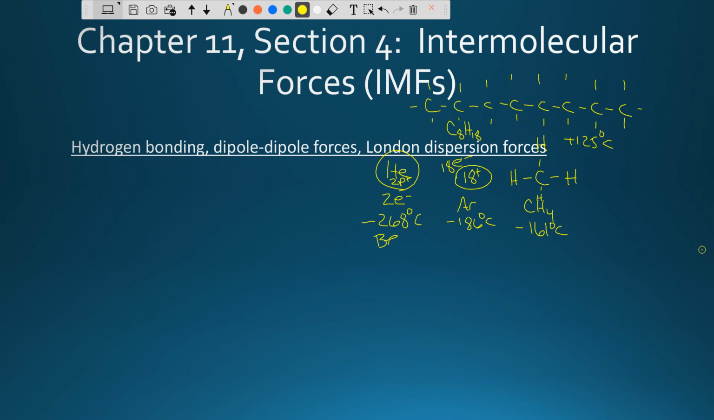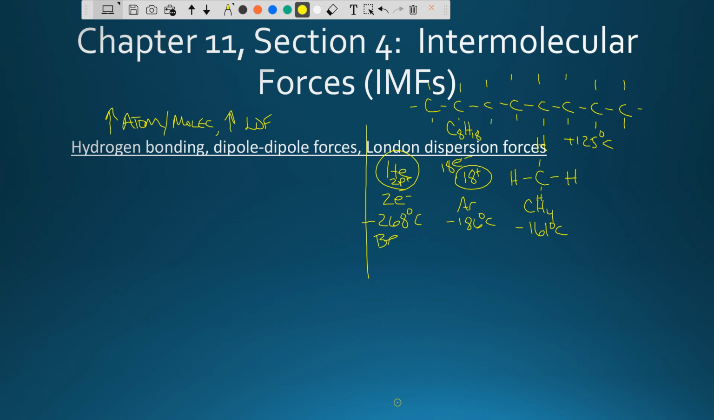The concept is, as the molecule becomes larger, the attractive force becomes harder to pull apart. The larger the atom, or the larger the molecule, the larger the LDF force. That's the concept behind my LDFs.